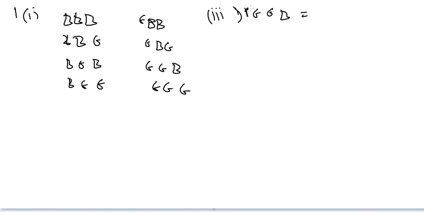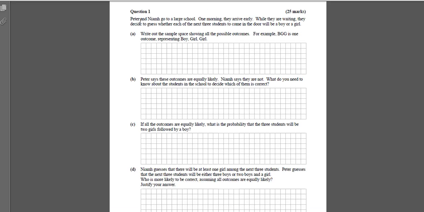So right, probability that we get girl, girl, boy is 1 over 8. Because that's the only outcome where this will be correct, while all 8 are equally likely. If all the outcomes are equally likely, what's the probability? So then we're allowed to assume that they all are, and then the answer is 1 over 8.